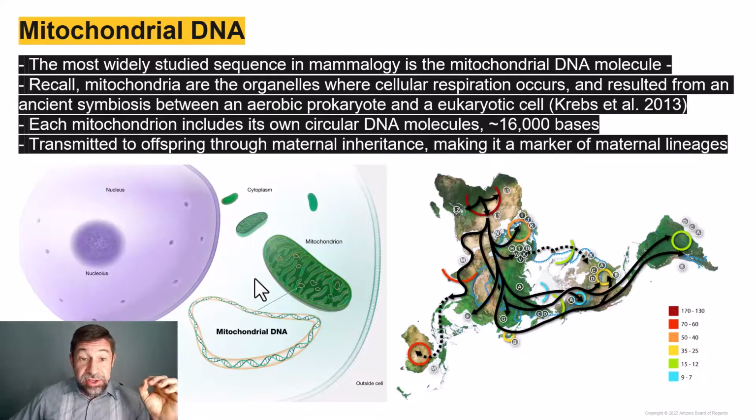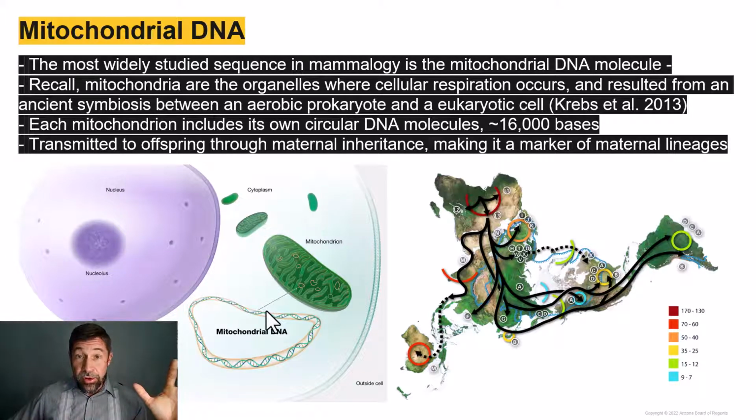So that means that each one of these mitochondria is going to have its own circular DNA, the mitochondrial DNA, which looks a lot like bacterial DNA because these were once free-living bacteria. But this mitochondrial DNA is separate from the nuclear DNA. So it's really nice because it's only about 16,000 base pairs.